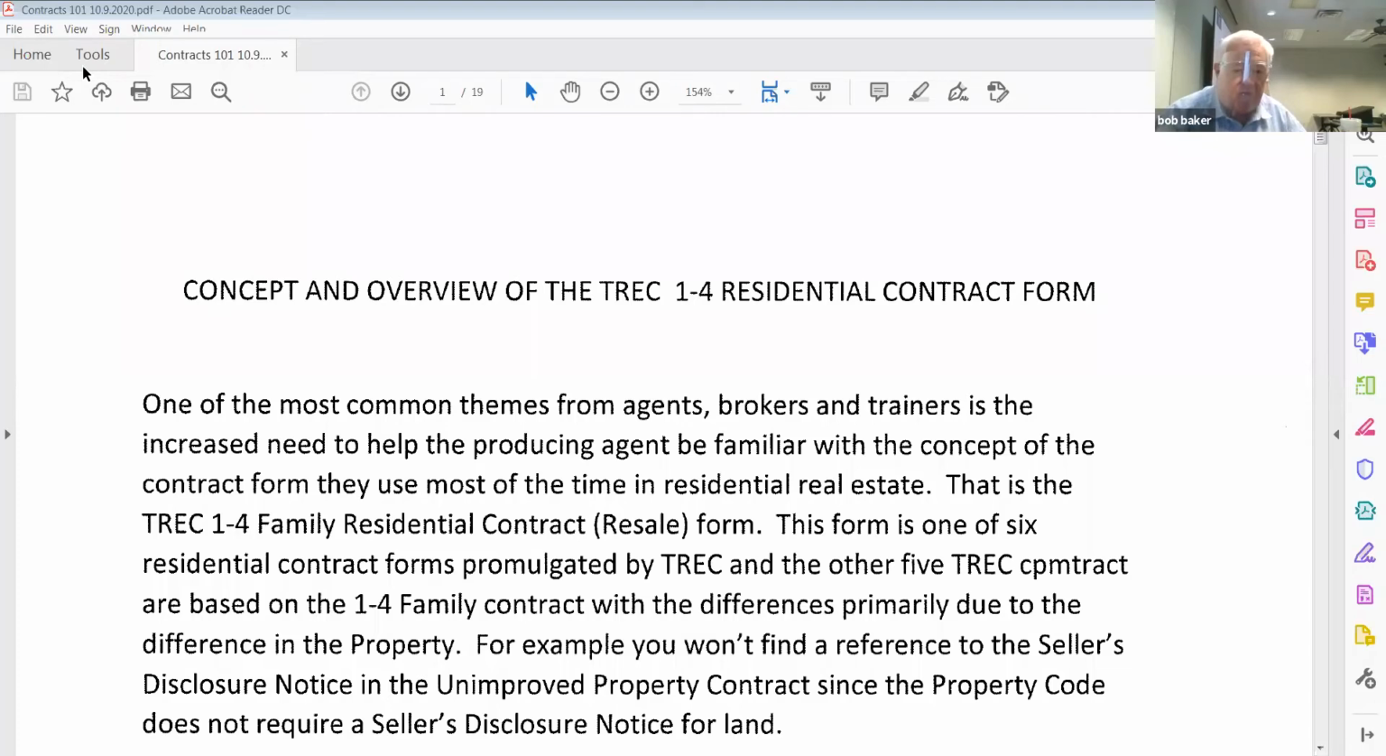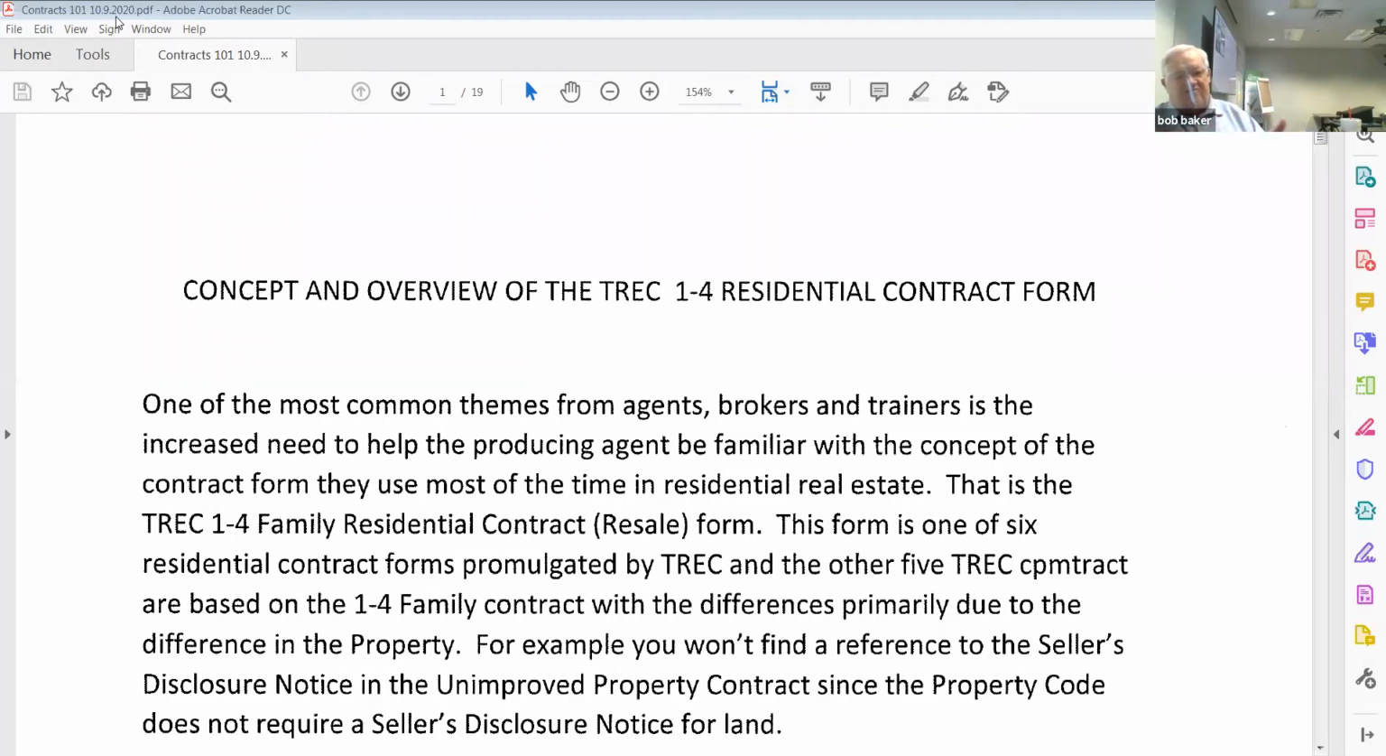So the key is, and I talk about this in classes, that you don't need to memorize the contract, but you need to understand the concepts. And in this class, we're going to talk about 10 of the concepts of the 1 to 4 family residential contract, the one we use most often, plus all 6 of the TREC contracts all flow from this one contract form. They all have 24 paragraphs. They all have the same concept.